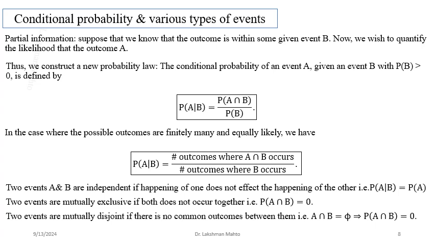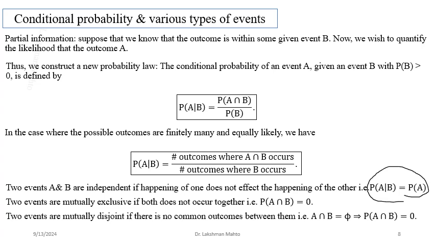But if the happening of A is not affecting the happening of B, then we say that A and B are independent. That means if the conditional probability of A given B is just equal to probability of A, then we say that A and B are independent, and vice versa. B is also independent of A.